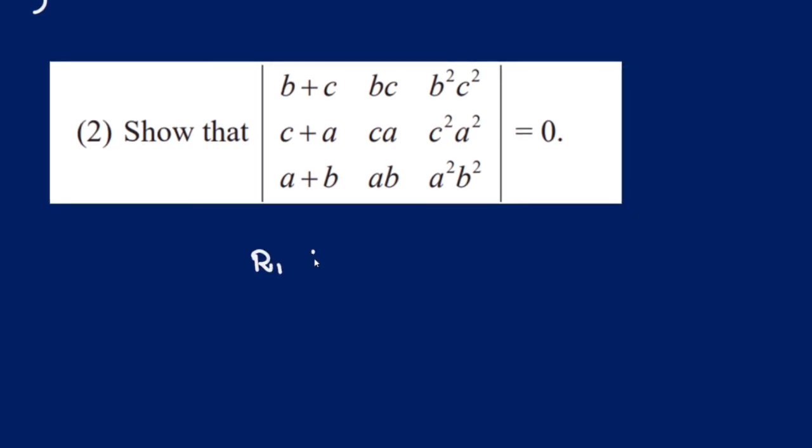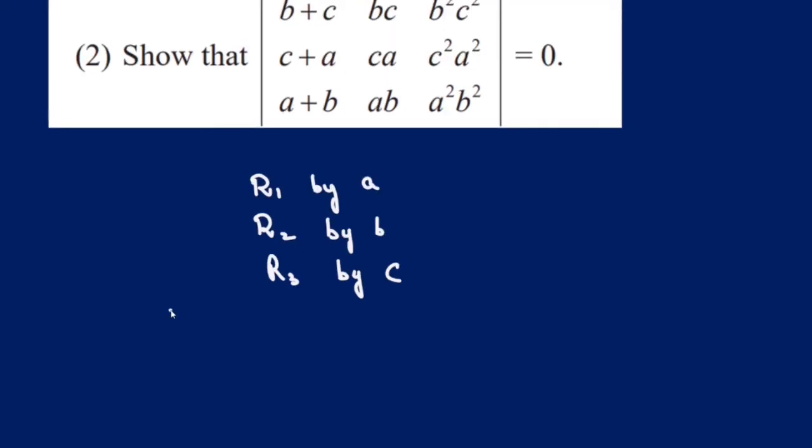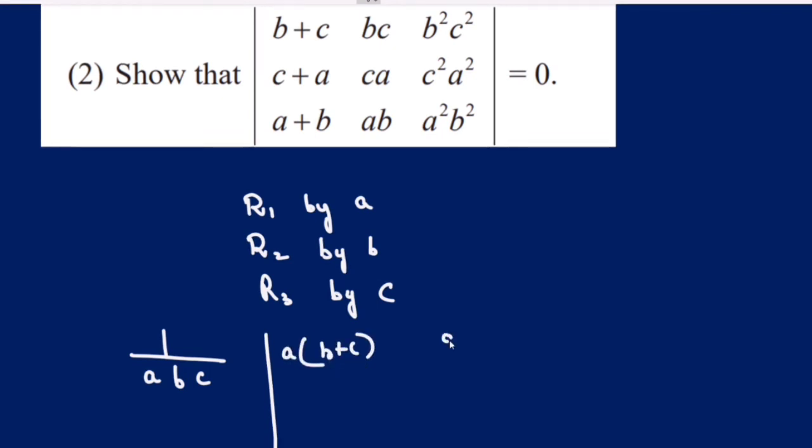So I am going to multiply R1 by a, R2 by b, and R3 by c. When you multiply, you should also divide. So I will write the division: divide by a, divide by b, divide by c. Now multiplying row 1, I cannot multiply one element by a. I have to multiply all the elements by a. So it will become a into b plus c, a, b, c, b square, a, b square, c square.